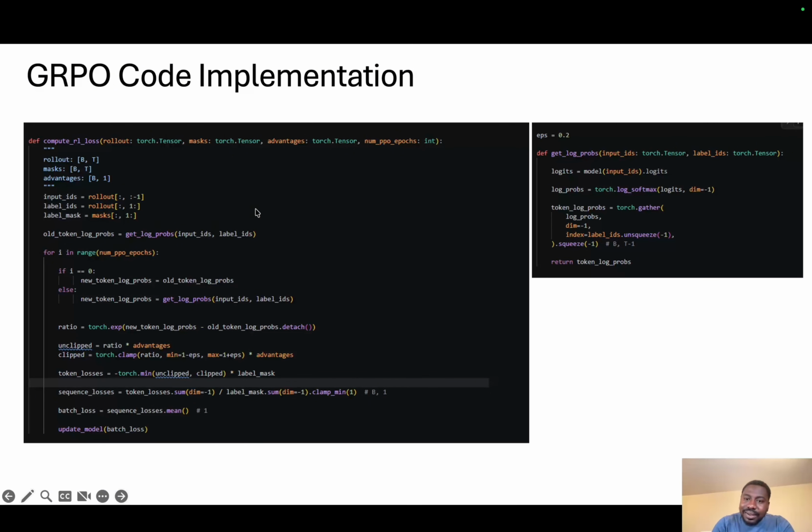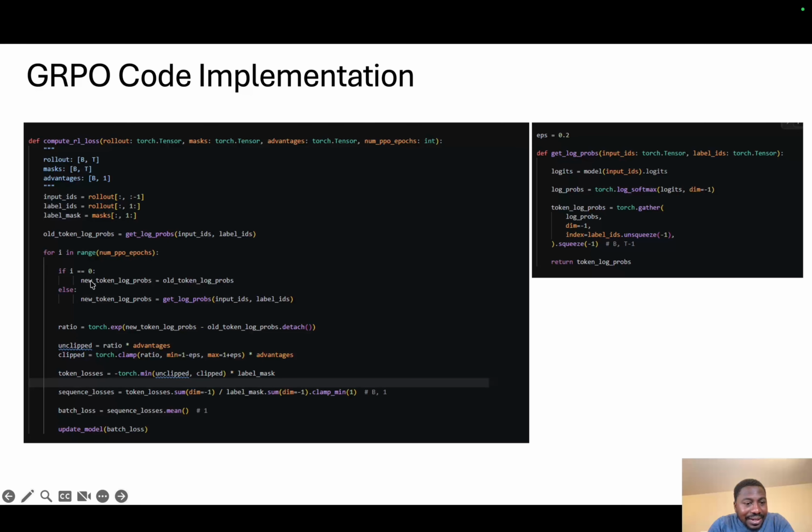On the right here we have a function to get log probs given some labels and some inputs, and so you have everything we did previously. What you then do is you get the old token log probs, which come from the policy that generated the trajectory, and then over a range of what we call PPO epochs, which can be like 4 to maybe 5 marks.